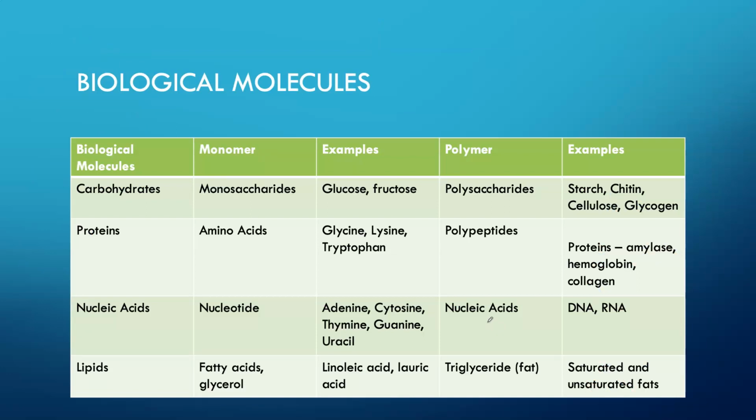Now, this is a chart that I think is important to keep everything straight about the 4 classes: carbs, proteins, nucleic acids, and lipids. It shows what the monomer is for each of those, some examples of those monomers, then the polymer, and finally some examples of those polymers. This is something that we'll refer to often as we go through the individual categories.